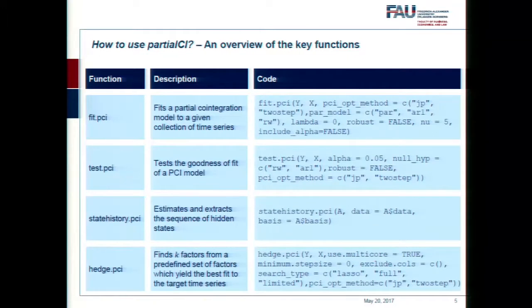The next question I would like to address is how to use partial co-integration, and here we'll outline the four key functions of our package. So fit PCI fits a partial co-integration model to a given collection of time series. Test PCI tests the goodness of fit of a partial co-integration model. State history PCI estimates and extracts the hidden states. And last but not least, Hedge PCI finds K factors from a predefined set of factors which yields the best fit to the target time series.